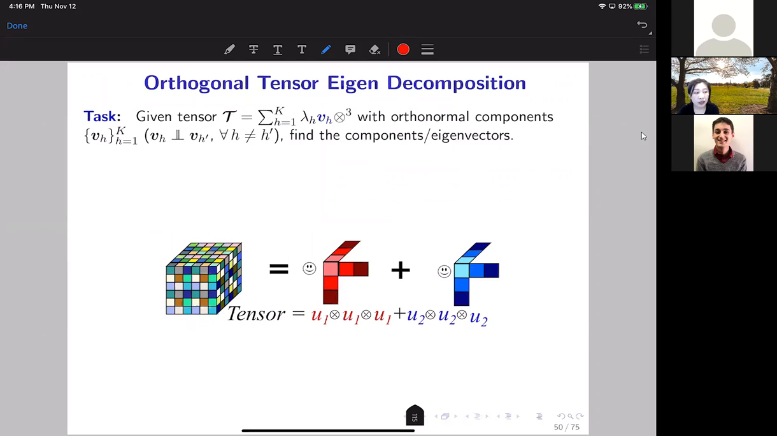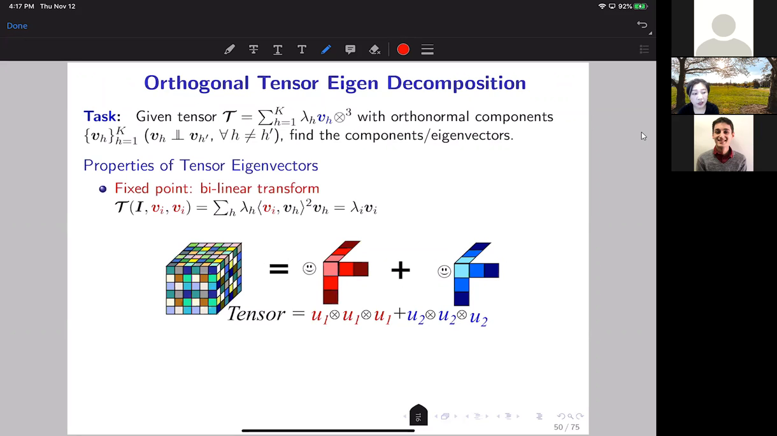So now, given the orthogonal tensor eigen decomposition, you can see the task is again to find these orthonormal components, just like in the matrix scenario. And you have this tensor in this form here. Now the properties of the tensor eigenvectors also have a fixed point, right? As I said before, instead of a linear transformation, it is now a bilinear transformation. You can see the tensor T applied to v_i, v_i is a bilinear operation on this tensor using the eigenvectors v_i. It preserves the direction.